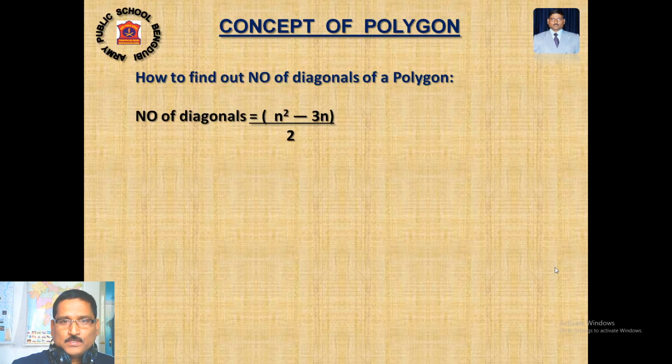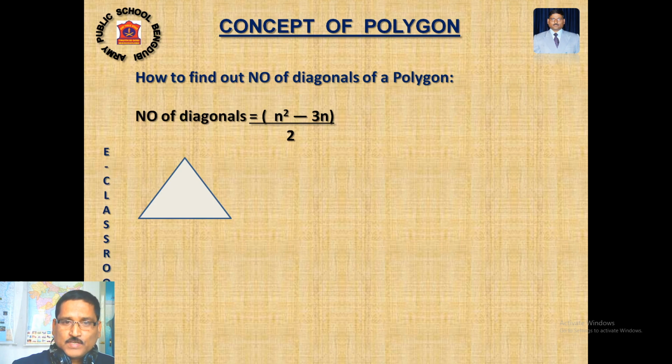As I told earlier, how to find the number of diagonals of a polygon. So you see, this is the formula to find out the number of diagonals of a polygon: n squared minus 3n by 2, where n refers to the number of sides. Say one figure, triangle. Okay, what is a diagonal? First you have to know what a diagonal is. A diagonal is a line segment that joins two alternate vertices.